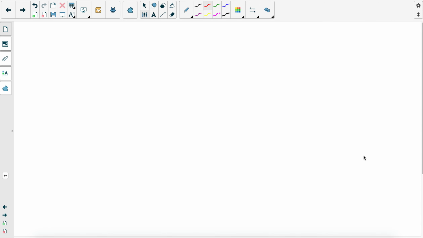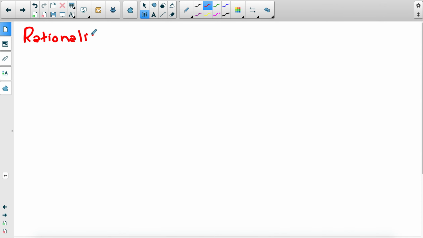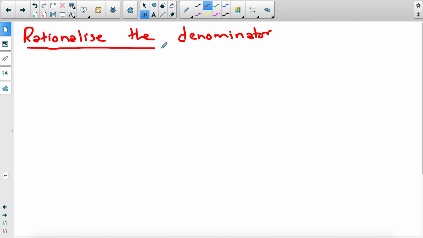One of the most common things you'll be asked as well about surds is to rationalize the denominator, which is a way of saying that if the denominator is not a rational number, you want to rationalize it. So you want to change it to a rational number. And you can do this by multiplying the denominator by the same number.